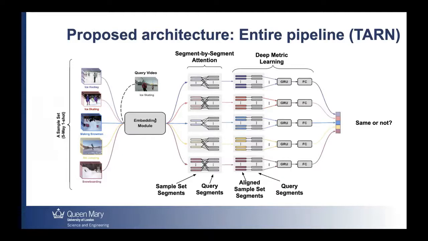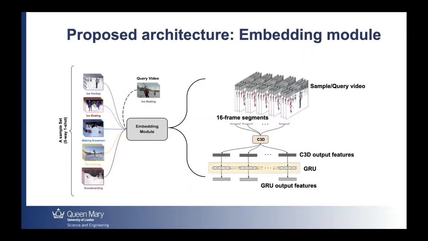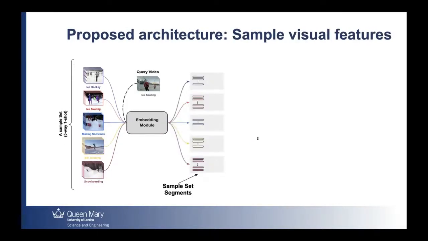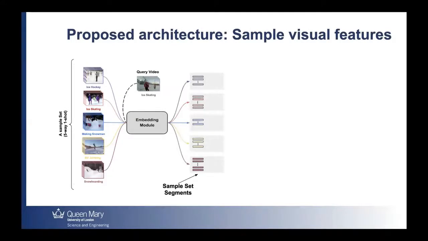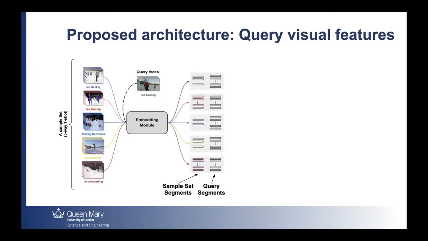We use a similarity model that is trained to classify by comparing a query video to a few labeled videos of the sample set. Initially, each entire video is split into multiple 16-frame segments, and then these segments are the inputs of the embedding module, which consists of a spatiotemporal 3D network along with a recurrent network. The embedding module serves as visual feature extractor. We extract visual features for the sample set segments, as well as for all the query set segments, and we form pairs between these features.